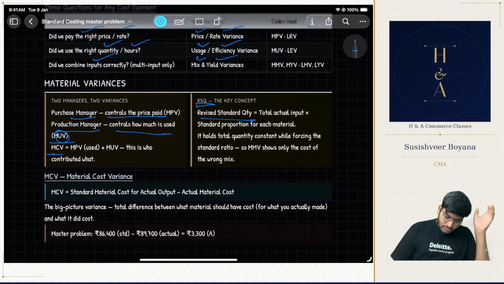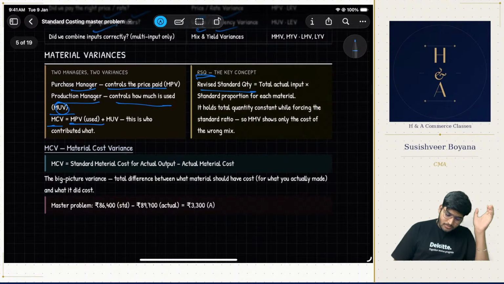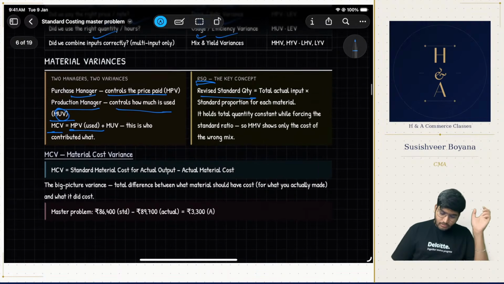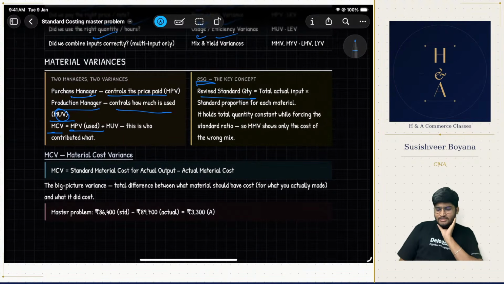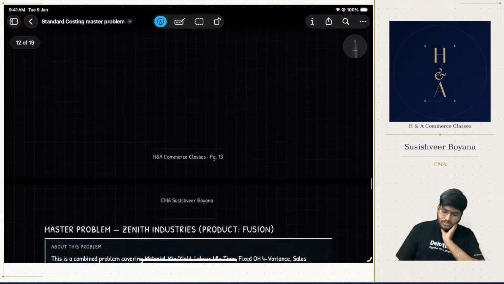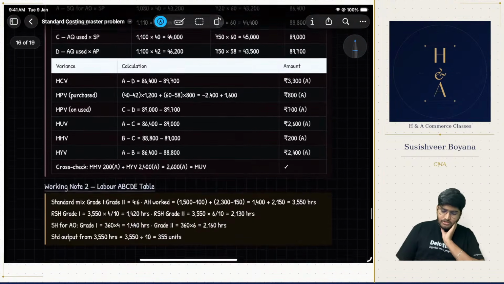Right? What is material cost variance? Material cost variance is material price variance plus material usage variance. Again, usage variance is split. Before we go there, let us understand what is revised standard quantity. Total actual input at standard proportion of each material. It holds total quantity constant while forcing the standard ratio, that is the revised standard quantity. This is a very rubbish way to put it. I understand it, but it is not that easy to understand with the given articulation. What it usually says is, sir, we know 3 is to 2 is the alpha to beta ratio for 1 unit of product.